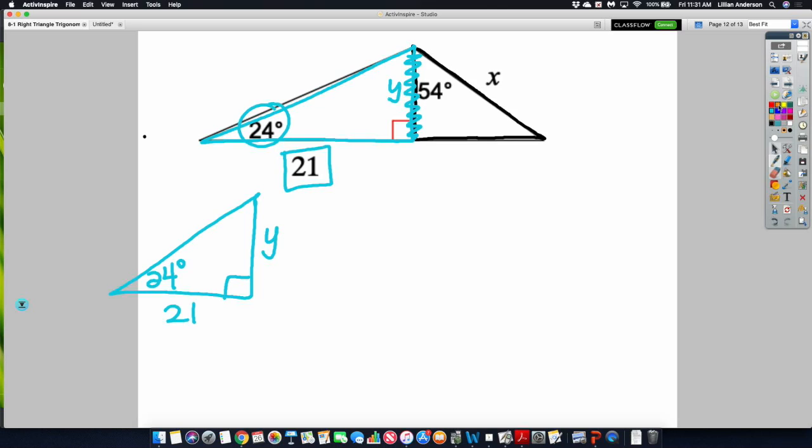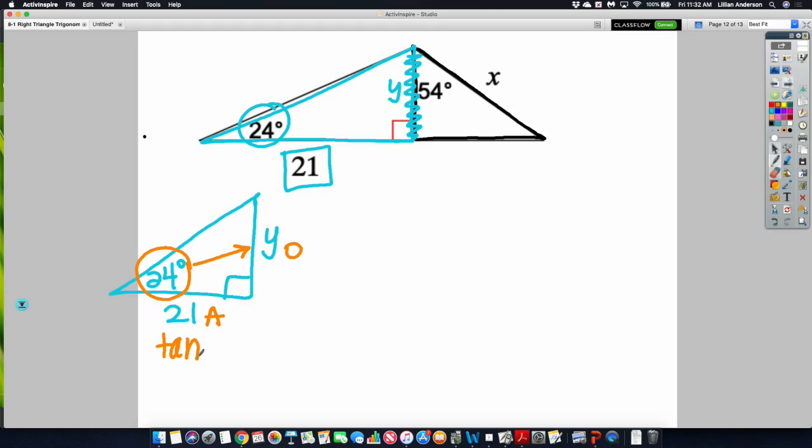Okay, so remember what we talked about in class today was that when you are trying to figure out a side length or an angle, you want to label your sides based off of the acute angle given or the acute angle you're trying to find. So since we're given 24 degrees, we want to label our sides. Y is the opposite side because it's across from that acute angle, and 21 is the adjacent side. What we talked about in class was how to determine what trig ratio to use. Well, since we're looking for the opposite side and we have the adjacent side, we want to use the trig function that has opposite and adjacent in it, which is tangent.